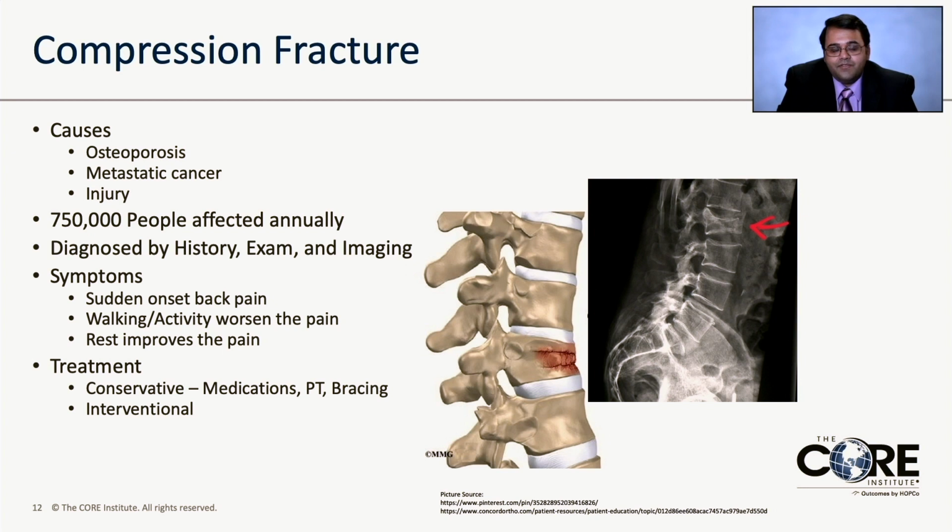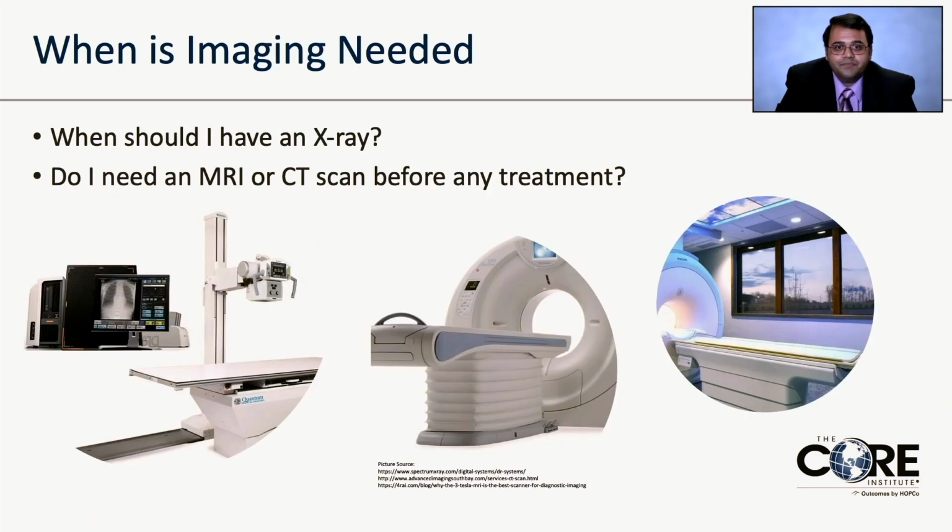So if the pain is not that bad, then we'll treat it with medications, some therapy and bracing. If it is worse, and it's really causing that disability where you really can't get around or do anything, then we're starting to look at interventions, particularly putting cement in the bone to help solidify the fracture so it's not moving around anymore, and improve the pain as well. We'll look at a kyphoplasty in one of the future slides.